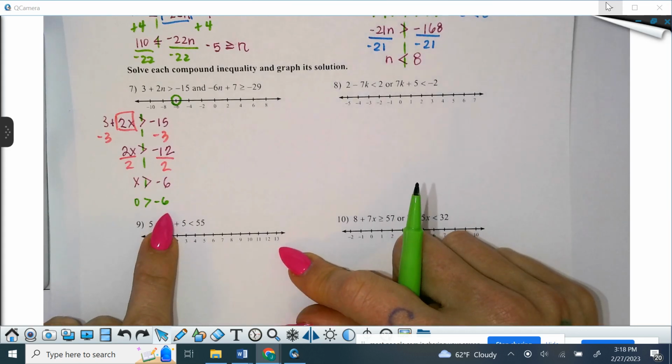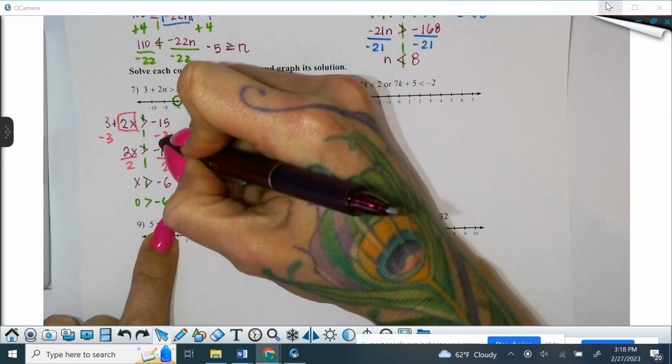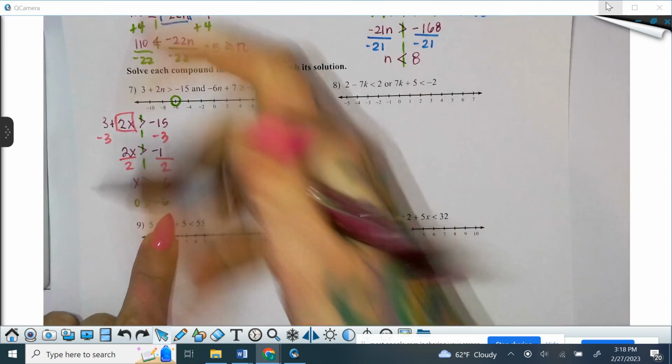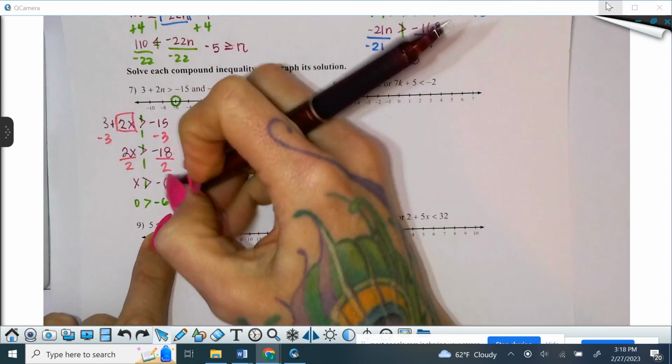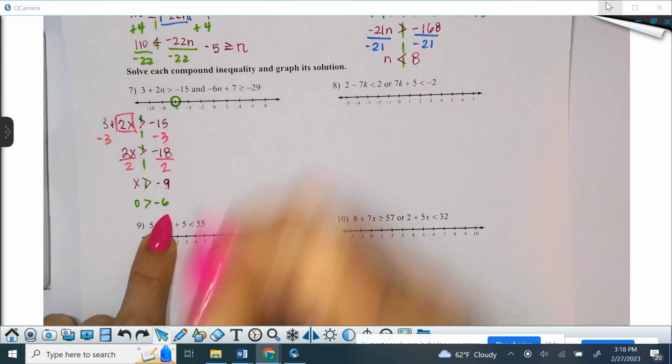Did I totally mess up? It is. You're right. Good call, Derek. Thank you so much. I subtracted when I shouldn't have. So this is going to be a negative 9. It gets even better. Negative 9.